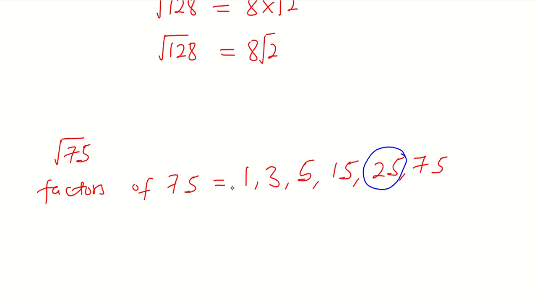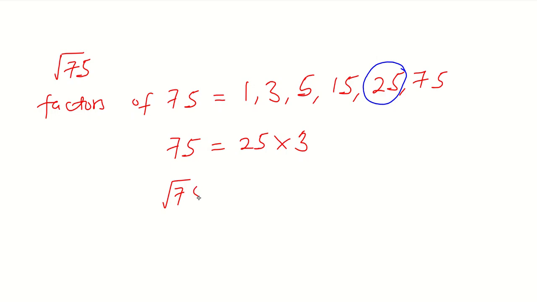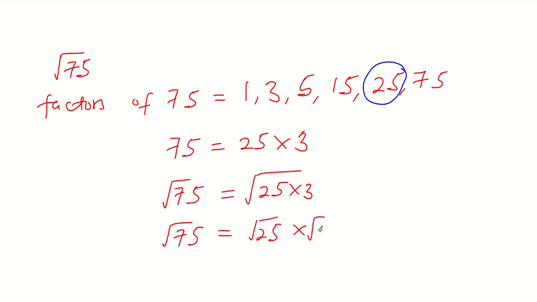So it means that 75 should be equal to a perfect square number, that is the perfect square 25. Now, what number multiplied by 25 is going to give us 75 among the factors of 75? And that number here is 3. So 25 multiplied by 3, we are going to get 75. Now, if we want to reduce square root of 75 to its basic form, then there should be a square root of 25 and 3, which means square root of 75 is the same thing as square root of 25 times square root of 3.